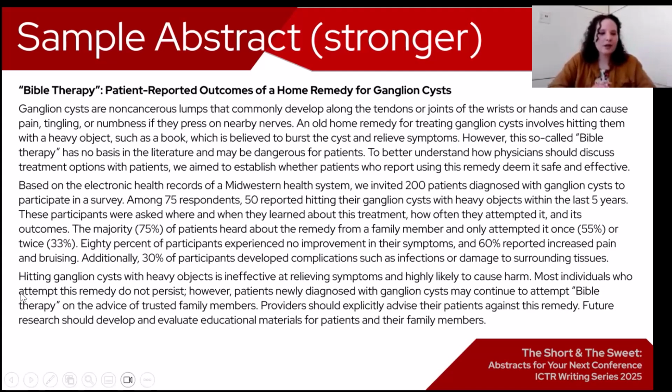But in conclusion, hitting ganglion cysts with heavy objects is ineffective at relieving symptoms and highly likely to cause harm. Most individuals who attempt this remedy do not persist. However, patients newly diagnosed with ganglion cysts may continue to attempt Bible therapy on the advice of trusted family members. Providers should explicitly advise their patients against this remedy. Future research should develop and evaluate educational materials for patients and their family members.